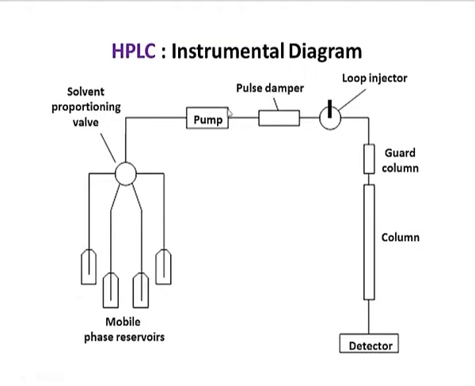Then it leads up to the pump, and we will soon know about the kind of pumps used in HPLC. Generally a reciprocating pump is used, and if one is using a reciprocating pump, one would require what is called a pulse dampener, which leads to a loop injector or an injector, and then it guides finally to a guard column and to a main column, which then finally ends in a detector. So, these are the primary components of an HPLC. We will look at these components in a bit more detail.